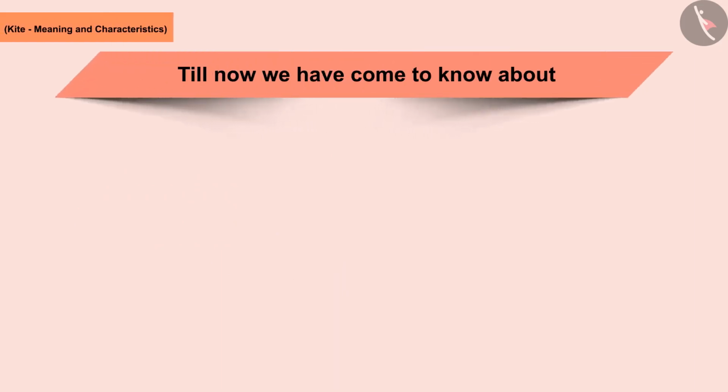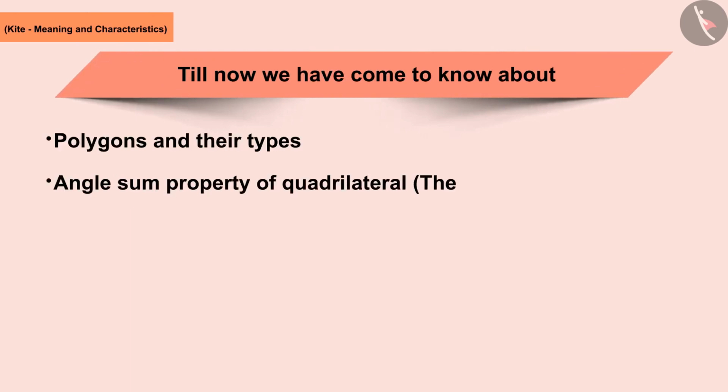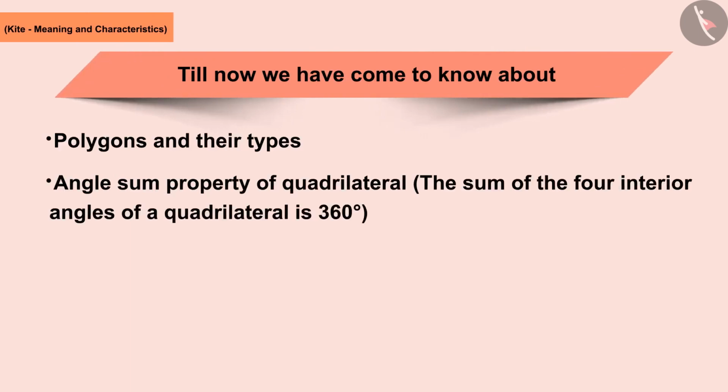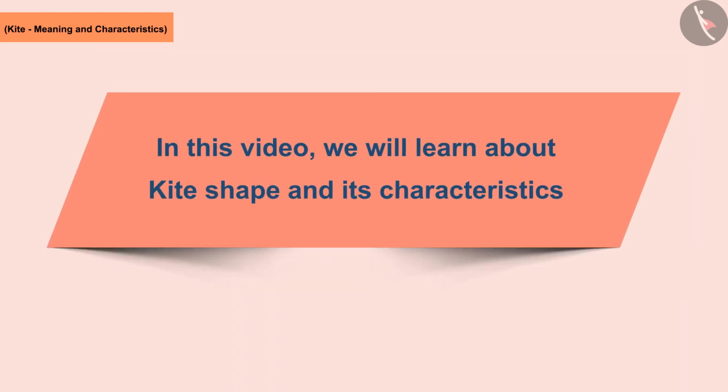Till now, we have come to know about polygons and their types, angles, some property of quadrilateral, trapezium. Today in this video, we will understand kite and characteristics of kites.